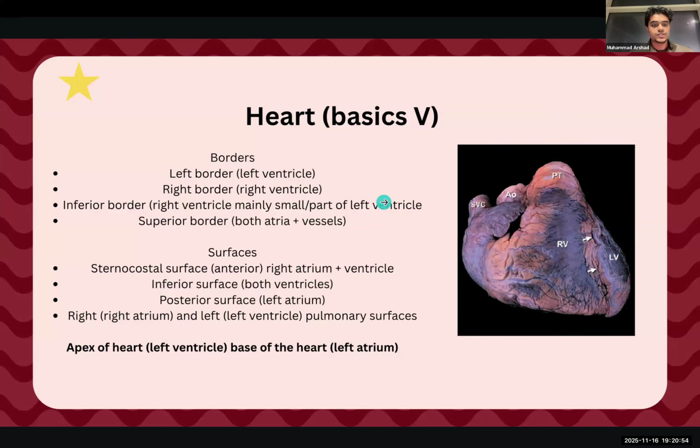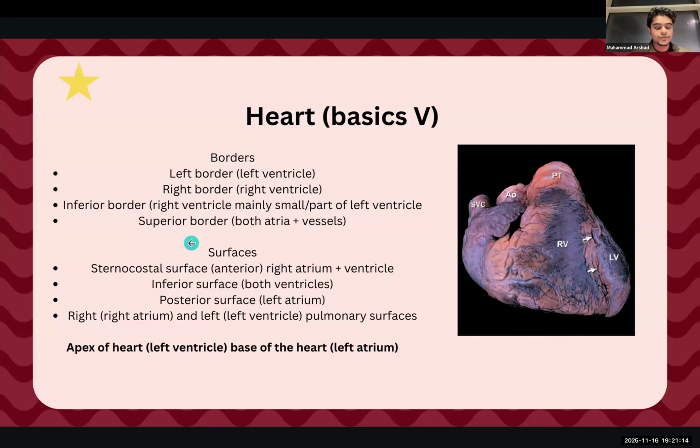So let's just get straight into the borders. For the left border, you have the left ventricle. For the right border, you have the right ventricle. For the inferior border, you're going to have the right ventricle mainly and a small part of the left ventricle. This is around the apex area. And then for the superior border, you're going to have both atria plus these vessels.